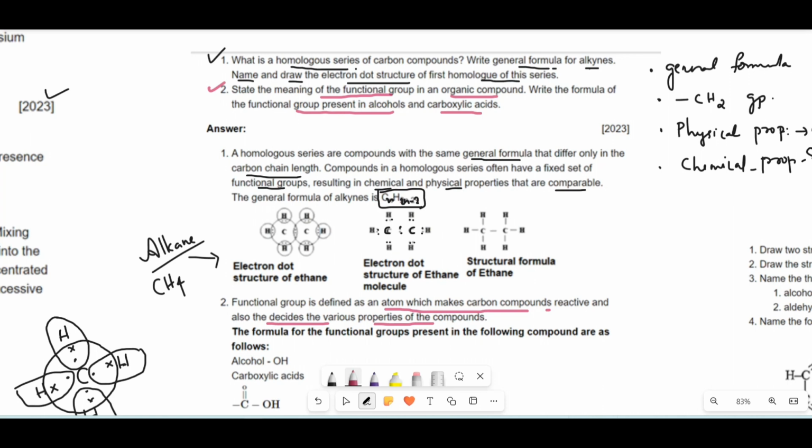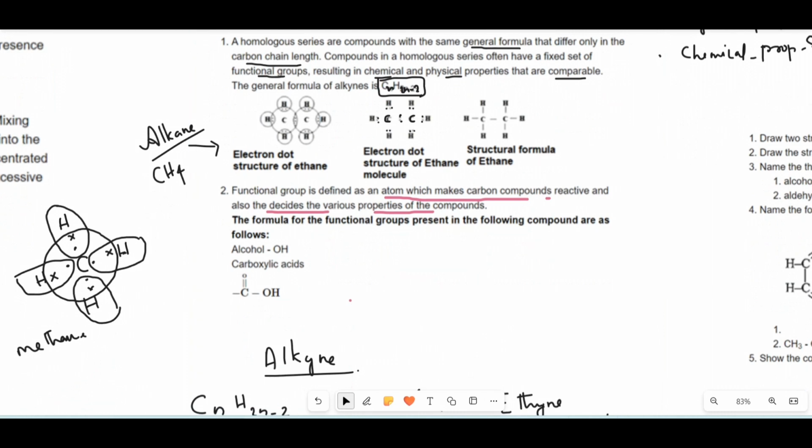So the formula of the functional group for alcohols and carboxylic acids are: alcohols we say OH group, okay. So OH, this is called a hydroxyl group. So generally we can write ROH. R represents alkyl group and OH represents the hydroxyl group. Carboxylic acid, the functional group is COOH. General formula we can write in this way RCOOH. Okay. So OH is the functional group of alcohols and COOH group is the functional group of carboxylic acids. Now, next question.